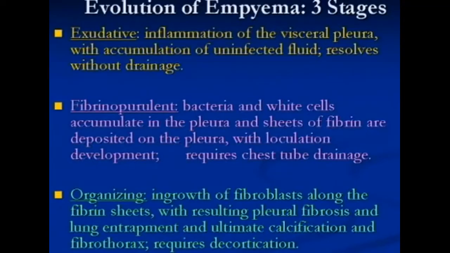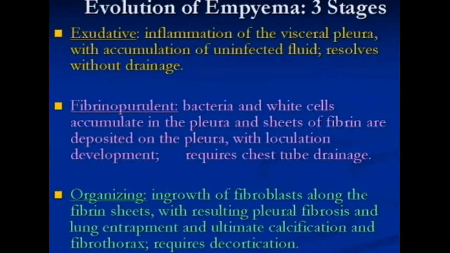Now, if you look at the evolution of these effusions from a parapneumonic effusion to a frank empyema, there are three phases. There's an exudative phase, which basically is the inflammation of the visceral pleural surface with accumulation of uninfected fluid. This resolves without any drainage. Basically, you treat the patient with antibiotics, it goes away, and that's it.